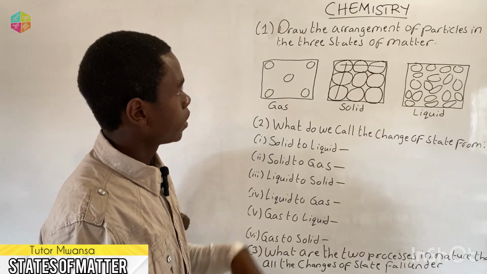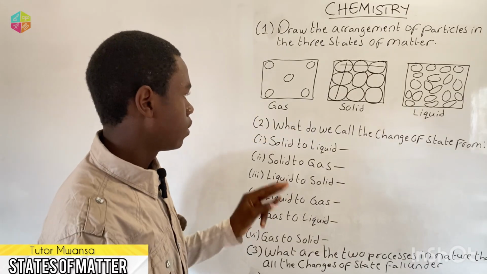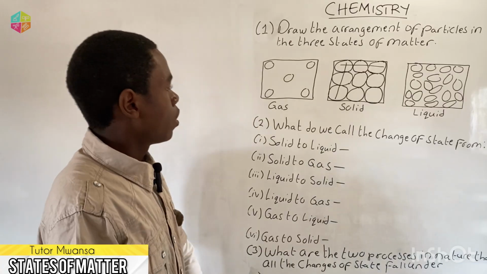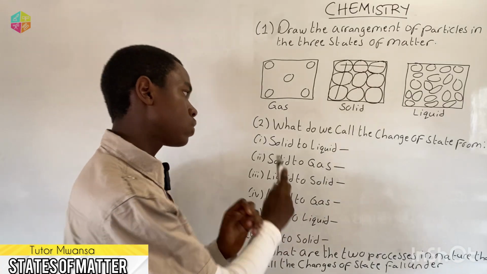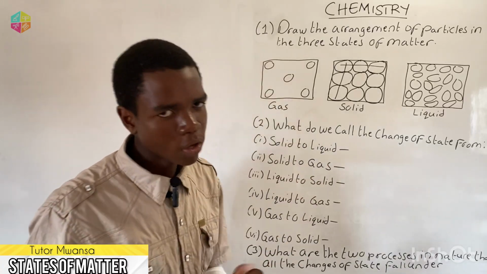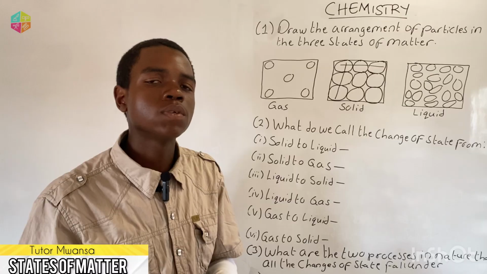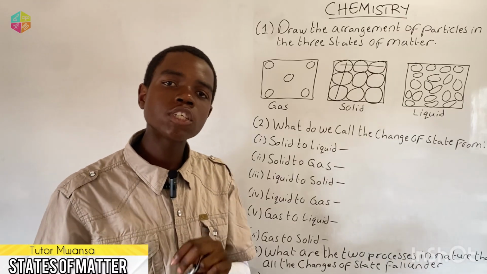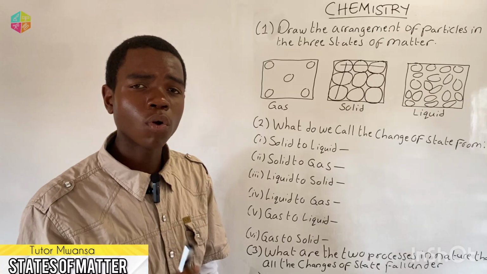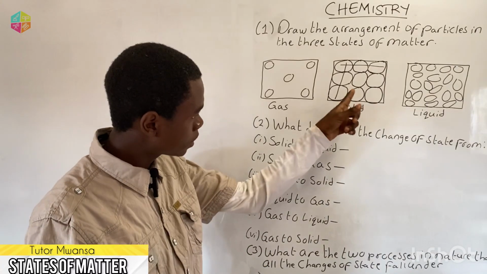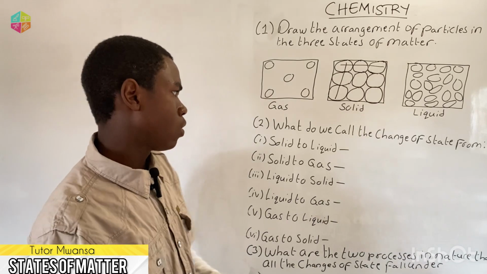Okay, so that concludes the first part of our lesson. Okay, let's go to the second part. What do we call the change of state from solid to liquid? Under changes of state, we have to understand what it means. When we say change of state, these are physical changes that occur when particles gain or lose heat. Is that okay? All right.